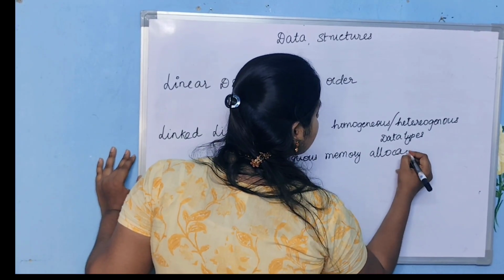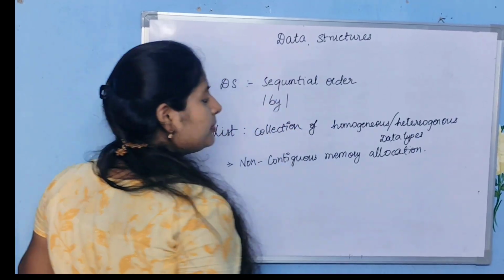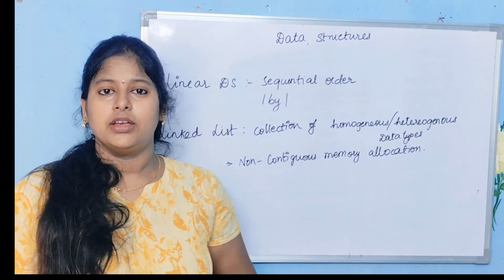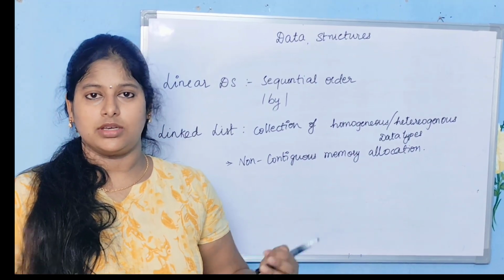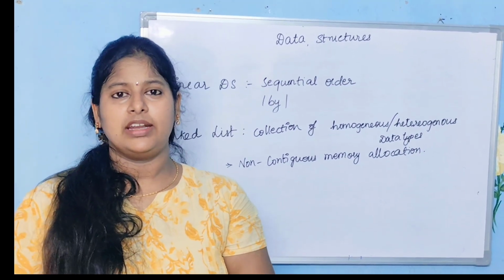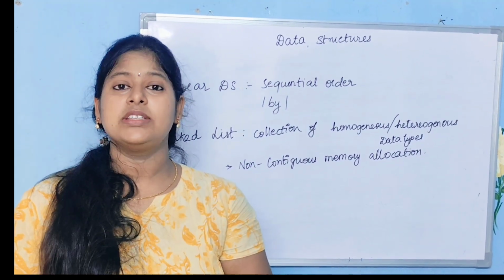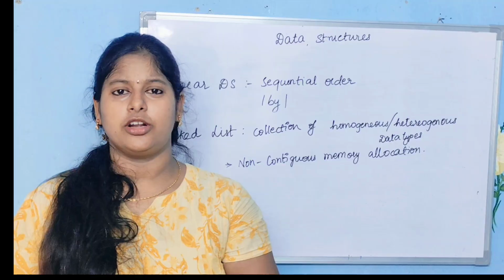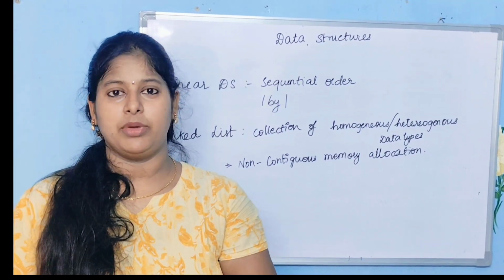memory allocations. So, in the previous array storage, we had a problem that you cannot store all the elements in random positions. So, what is meant by non-contiguous memory allocation? In arrays, we stored all the elements in sequential order. Here, you need not store all the elements in sequential order. You can store them in random memory locations.